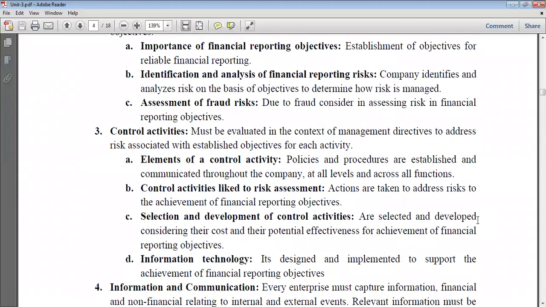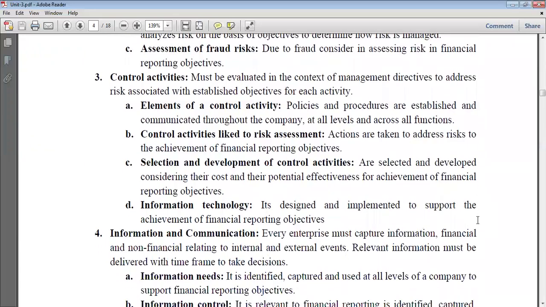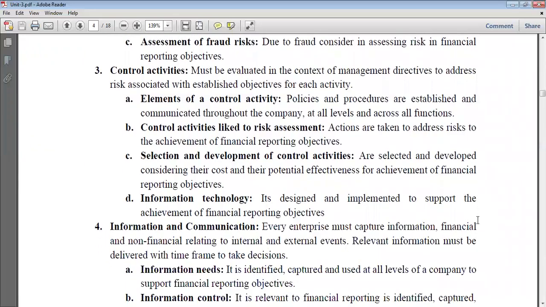The third one is control activity. Management directives must be evaluated to address risks associated with the established objectives for each activity. So we will concentrate on that element of control activity: control activities linked to the risk assessment, selection and development of control activities, and information technology activities. These are all the major activities we will control in the internal controlling system.